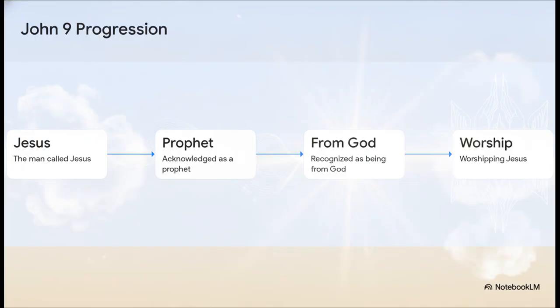Think about the story of the blind man in John 9. His understanding doesn't just appear all at once, right? It escalates sequentially. First, he refers to the man called Jesus. Then his understanding progresses to calling him a prophet. From there, it escalates to recognizing he is from God. And finally, it culminates in the ultimate climax, worshiping Jesus. The vital takeaway here is that this literal step-by-step progression itself is the theological message of the text.